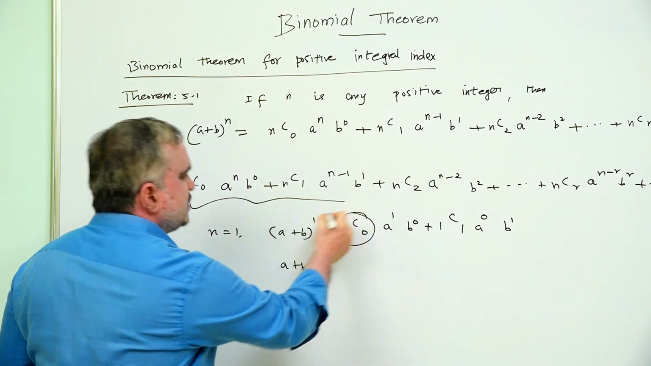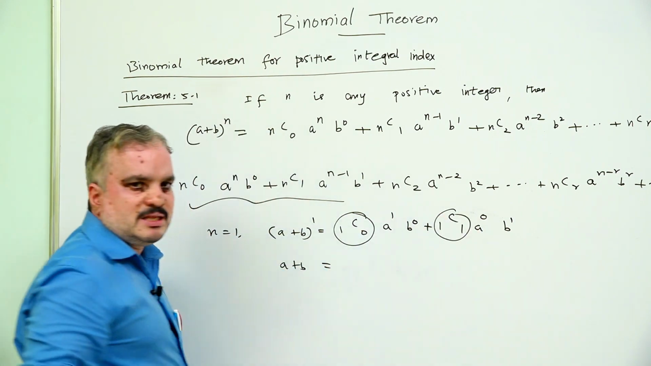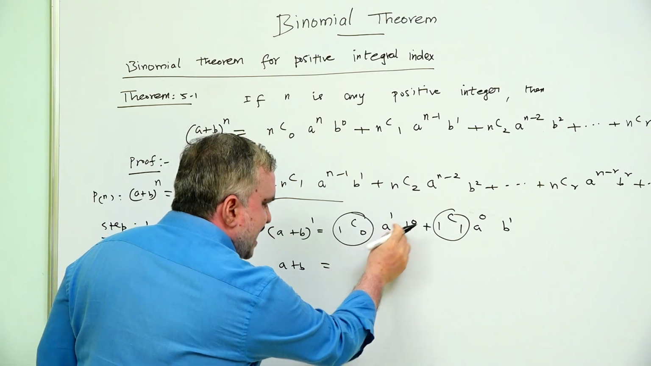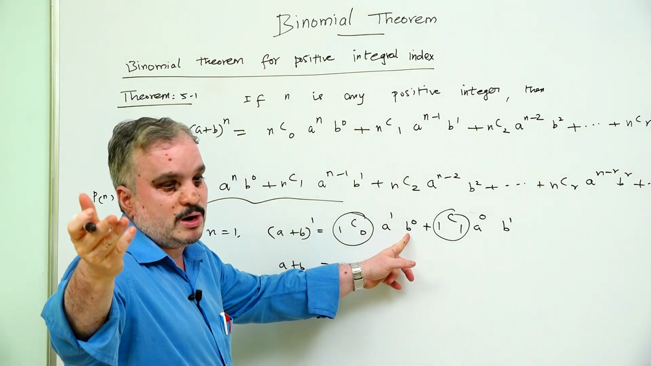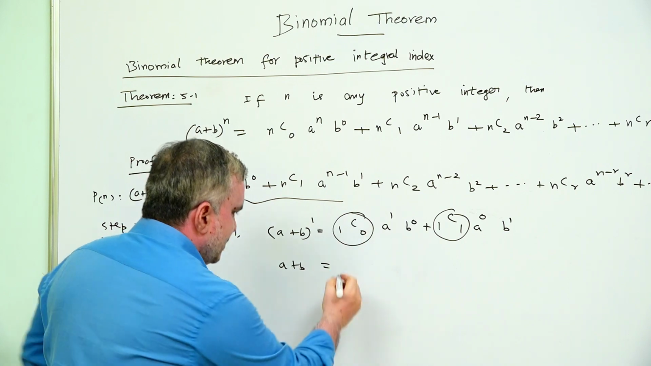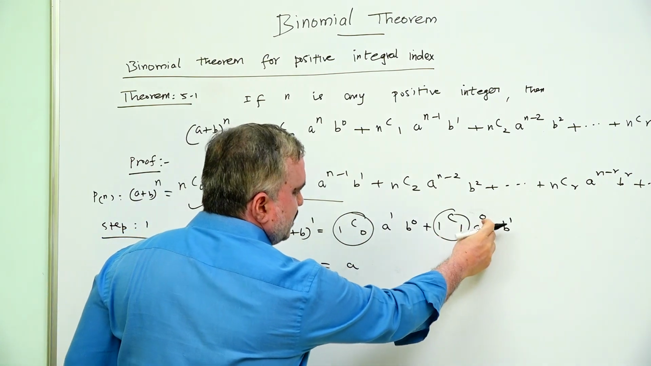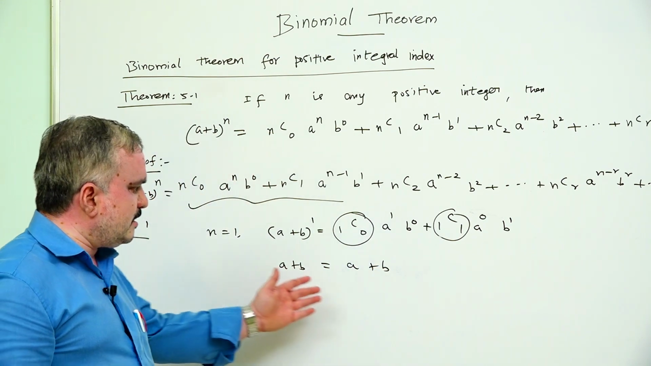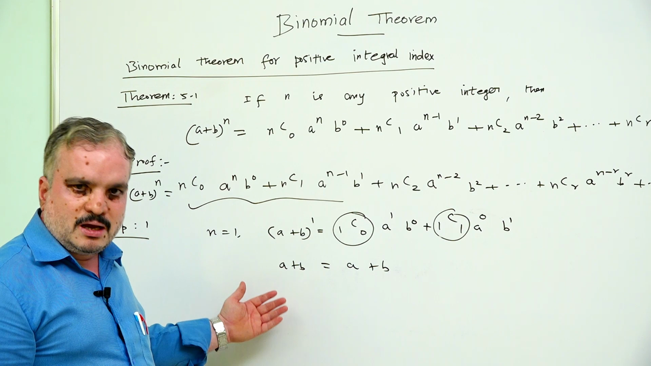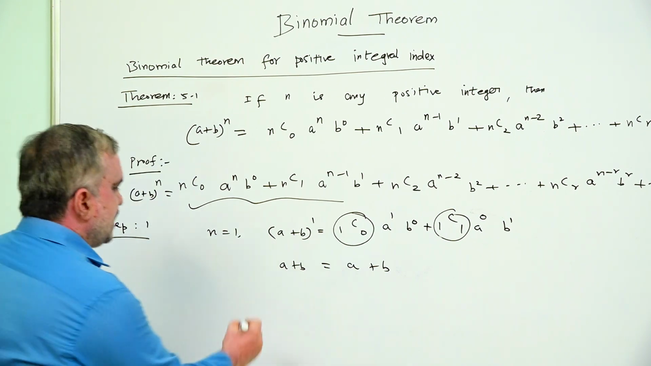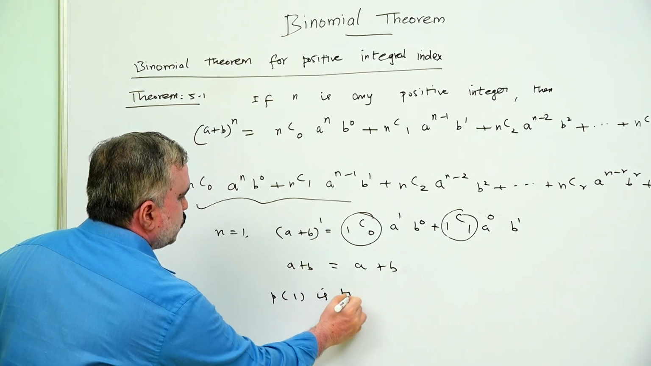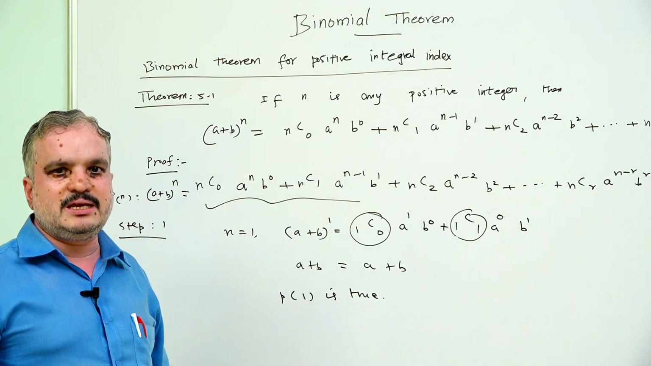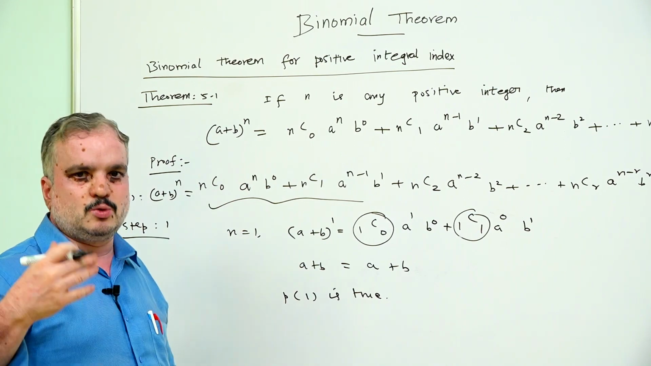Right side: 1C0 and 1C1, the values we get are 1. So 1 into a^1 into b^0, value 1. So a into 1 we get a. Here 1 into 1 a^0 is 1, we get only plus b. LHS and RHS of P(1) are equal. So we say P(1) is true. Similarly, we put n equal to 2 and n equal to 3, the theorem is true.